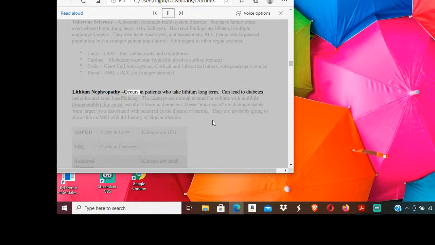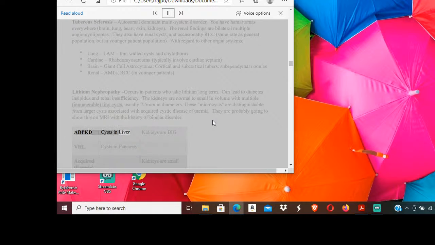Lithium nephropathy occurs in patients who take lithium long-term. It can lead to diabetes insipidus and renal insufficiency. The kidneys are normal to small in volume with multiple, innumerable, tiny cysts, usually 2 to 5 millimeters in diameter. These microcysts are distinguishable from the larger cysts associated with acquired cystic disease of uremia. They are probably going to show this on MRI with a history of bipolar disorder.